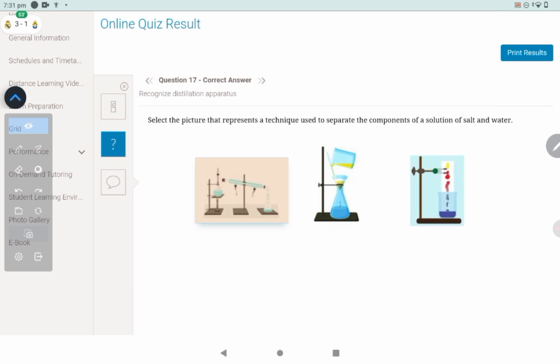Okay, that's the picture that represents a technique used to separate the components of a solution of salt and water. Now here, they said separate the components, they don't just want one. So we can't use crystallization because that'll take away the water. So we have to use distillation. If they do not mention that they want to separate them both, then we don't really need to use distillation. But here they need to separate both of them, so we can use distillation.